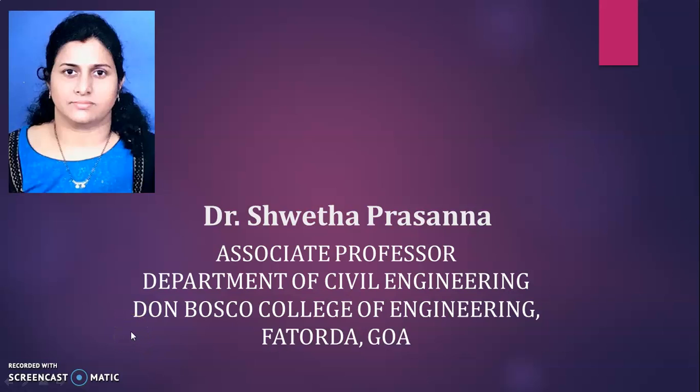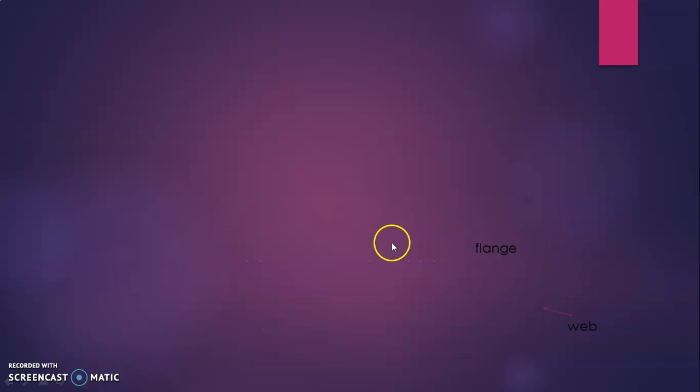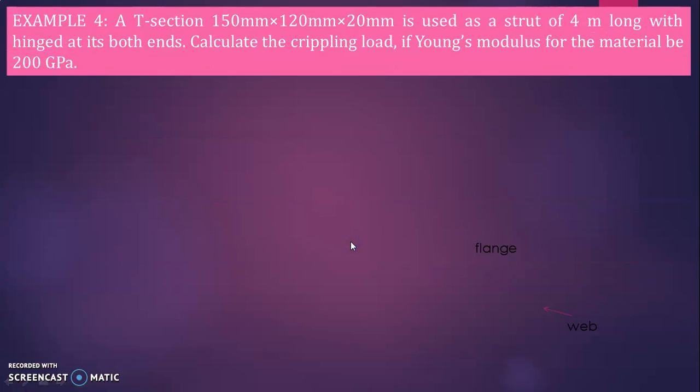Hello my dear students, today we'll take one more example on Euler's formula or Euler's theory. A T section 150 mm by 120 mm by 20 mm is used as a strut of 4 meter long, hinged at both ends. Calculate the crippling load if Young's modulus for the material is 200 GPa.